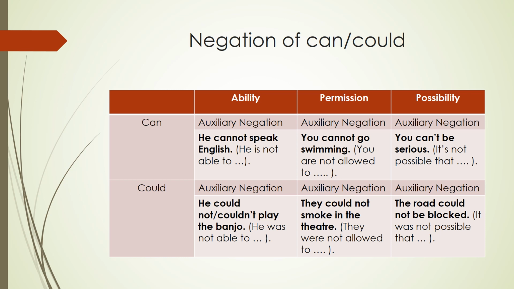So here the meaning of the sentence is, it is not possible. You see, not possible. This is the negation of possibility. Not possible that you are serious, or it was not possible that the road was blocked or was closed. So please remember, can and could both follow one pattern in negation, which is auxiliary negation, which means that they are included within the scope of negation, and here we are negating their meanings. And you know that can and could are both used to refer to three important types of modal meanings, which are ability, permission, and possibility.